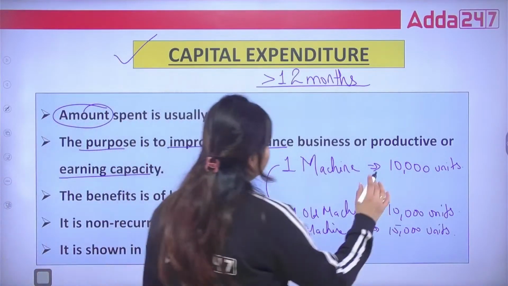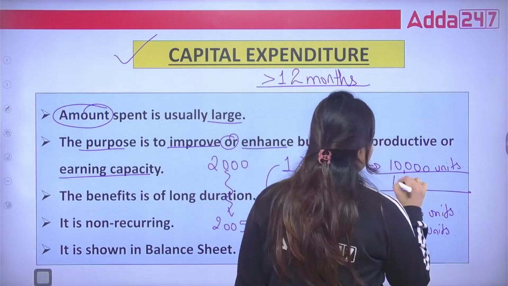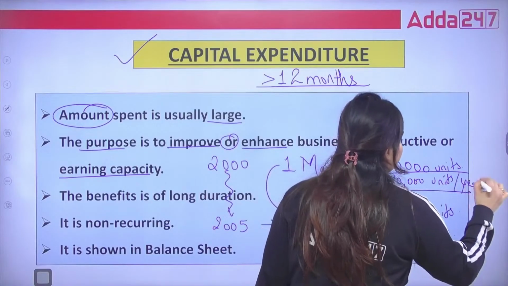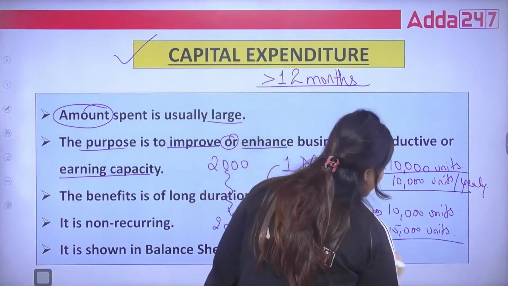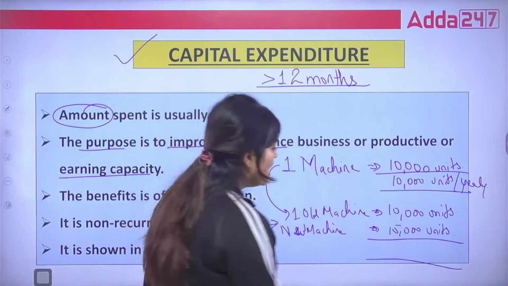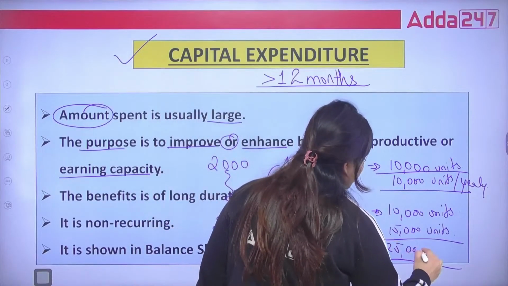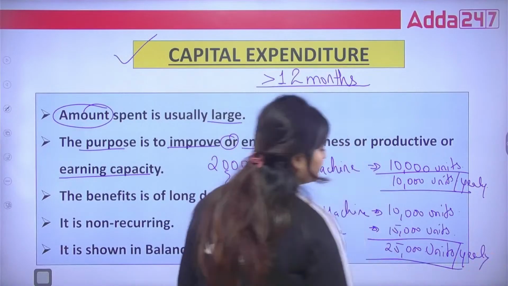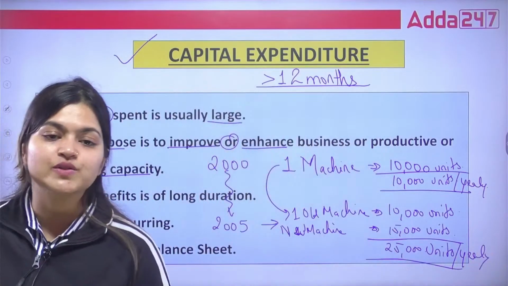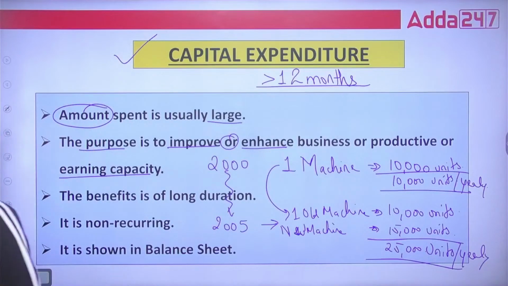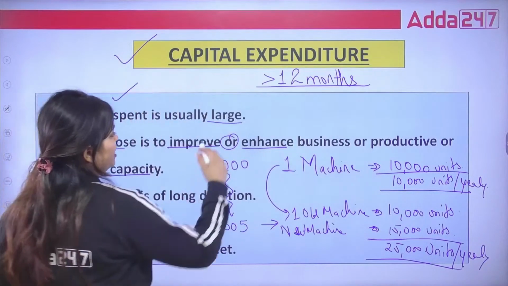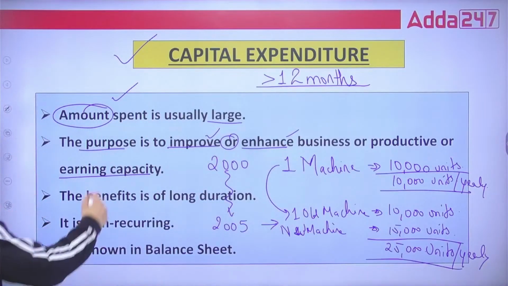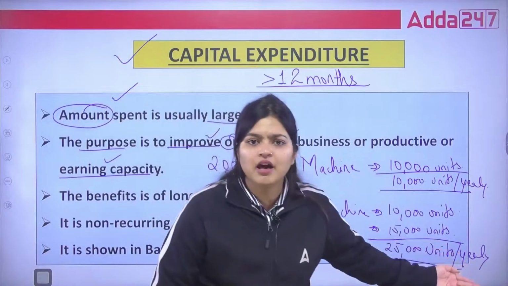Correct? So now, see, in 2000, I could produce only 10,000 units yearly. Whereas now, with the additional machine, I improved my capacity and production per year. That is by 15,000. So this is what? Capital expenditure. With capital expenditure, you improve and enhance your business, your production or your earning capacity. See, now earning capacity will also increase.